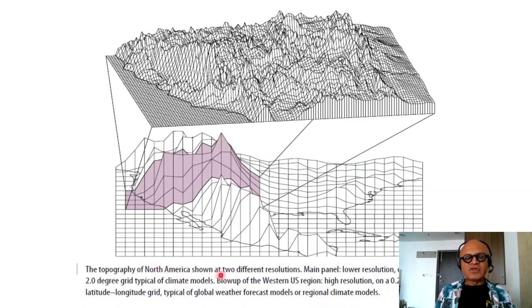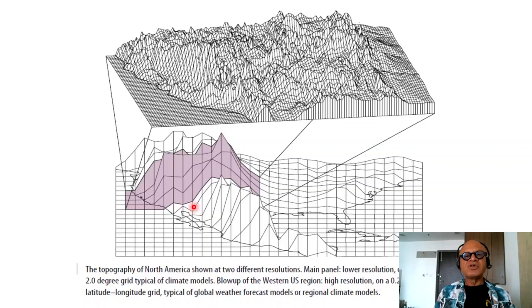To look at the topography of North America shown at two different resolutions. This is of course at a very low resolution, showing grids in the vertical and horizontal. So we are just showing one direction, but there are also multiple directions involved here. This is a 2 degree by 2 degree grid typical of climate models. Most global climate models are run at such resolutions, even though with growing computational power, intrinsic resolutions are getting better now, down to 1 degree or so.